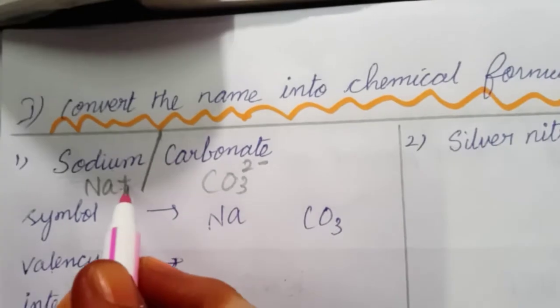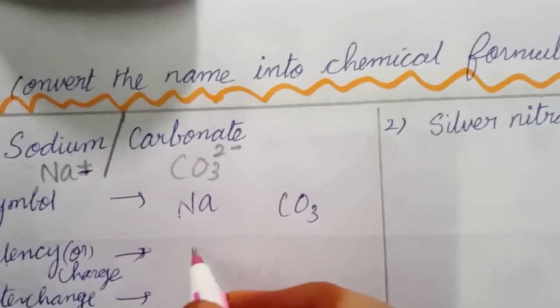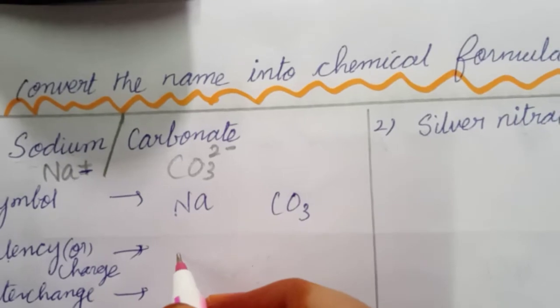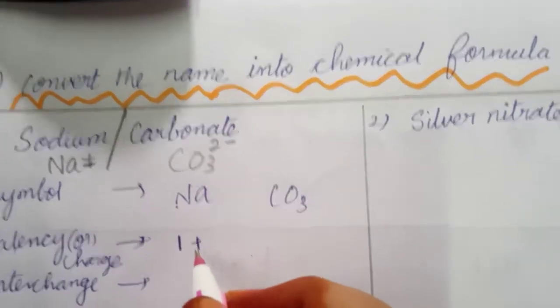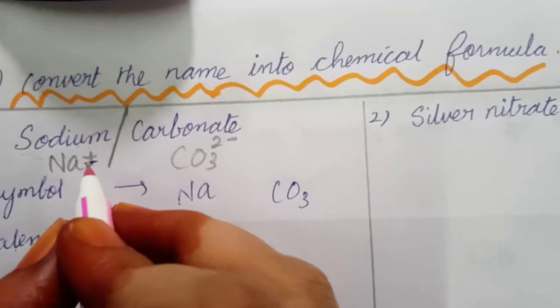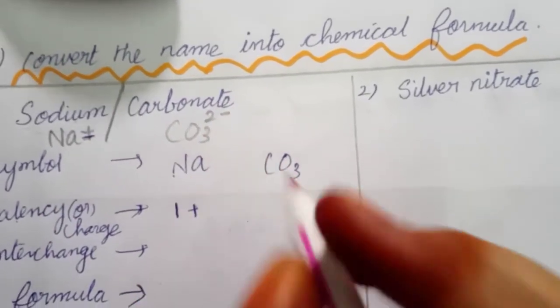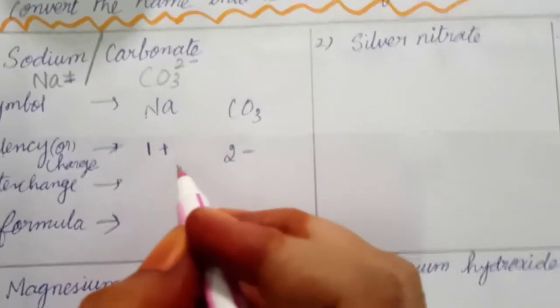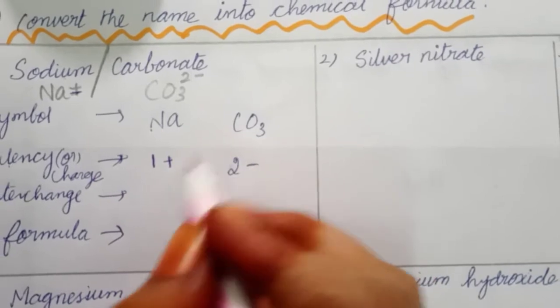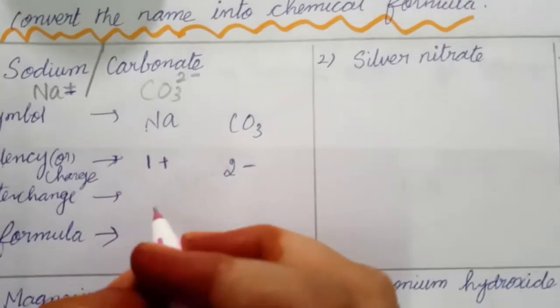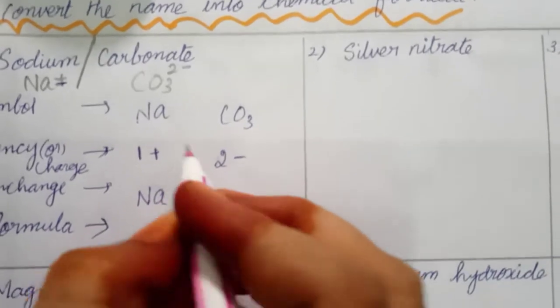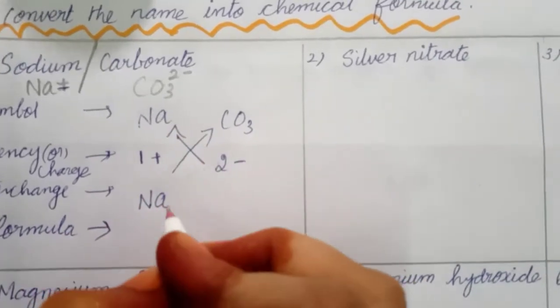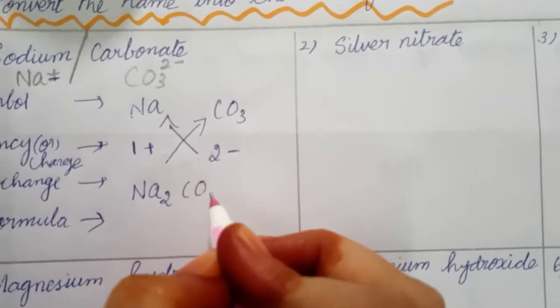Next, valency or charge. What is the charge? Plus is there, so 1+. There is no number, which means it denotes 1; here it denotes 2-. Next, interchange the number alone, don't consider the charge. Here you interchange only the number. Now you get Na2 CO3. Only one CO3 is there.